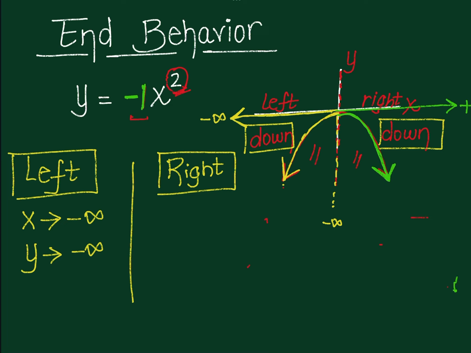And then what is happening to the y values? As you can see, this is the y-axis. So the y values are also decreasing. So we write down the end behavior on the right hand side as: as x tends to positive infinity, the y values also tend to negative infinity, like the left hand side. So this is basically how we write down the end behavior in math form.